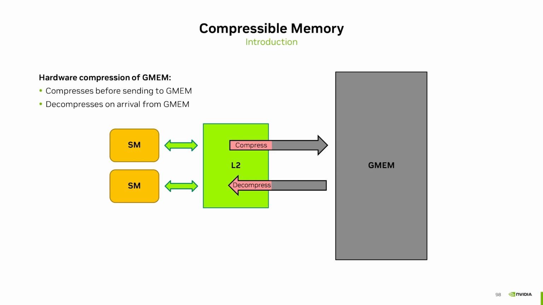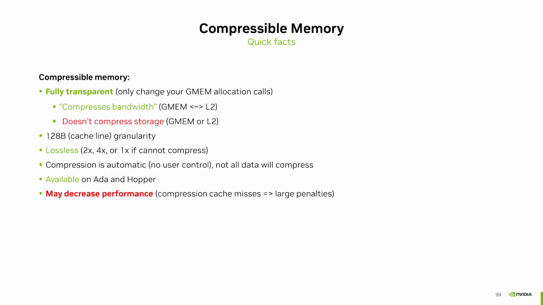So let's talk about some details. First of all, this feature is fully transparent. All you do is change your allocation, so you replace your cudaMalloc with something else. Hardware takes care of the rest, and you have no control after that. It's important to know that compressible memory essentially compresses bandwidth, but it does not reduce your memory footprint. It works with 128-byte granularity, and each cache line can be compressed either by a factor of 4, a factor of 2, or it may not get compressed if the data is not nice enough.